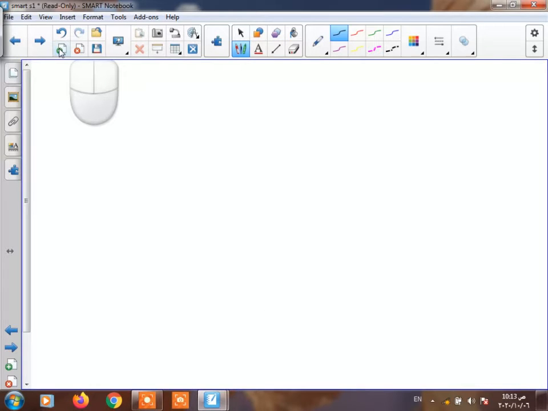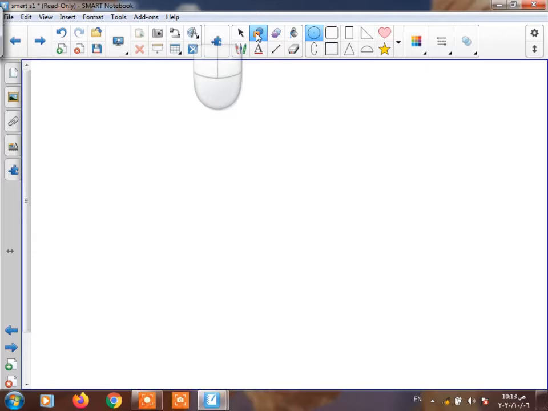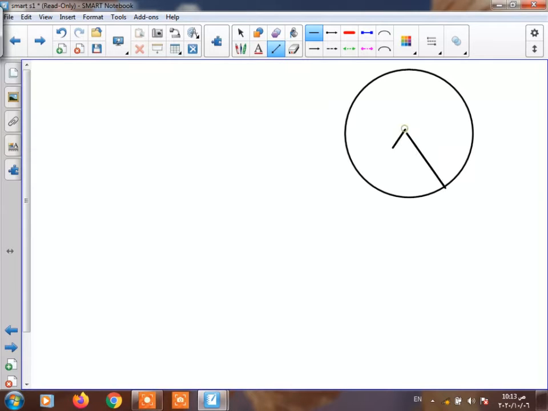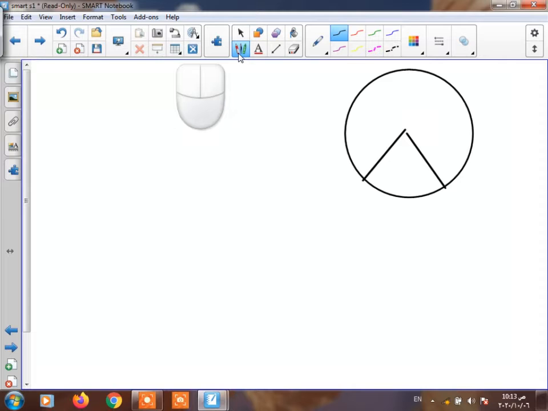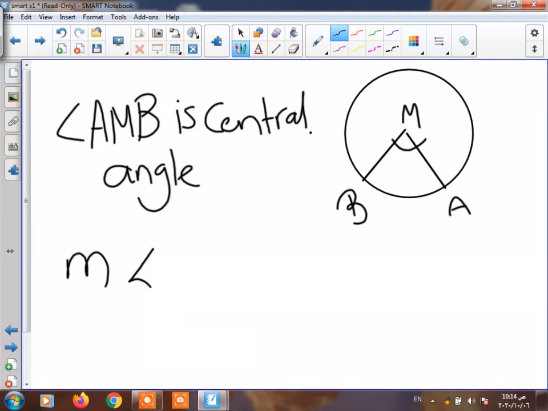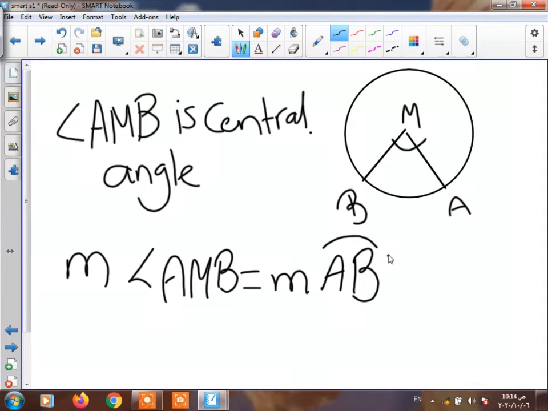Firstly, if you have a circle and you have an angle whose vertex is the center and whose two sides are two radii in the circle. Here we have angle AMB. Its vertex is the center and its two sides are two radii in the circle, so we can call angle AMB a central angle. The measure of angle AMB equals the measure of arc AB. For example, if this angle is 60 degrees, the arc is going to be 60 degrees.